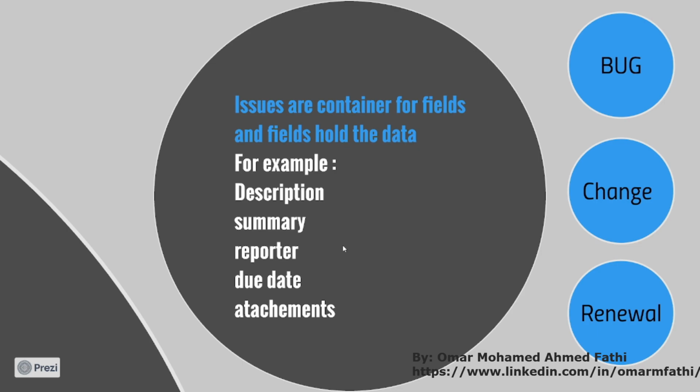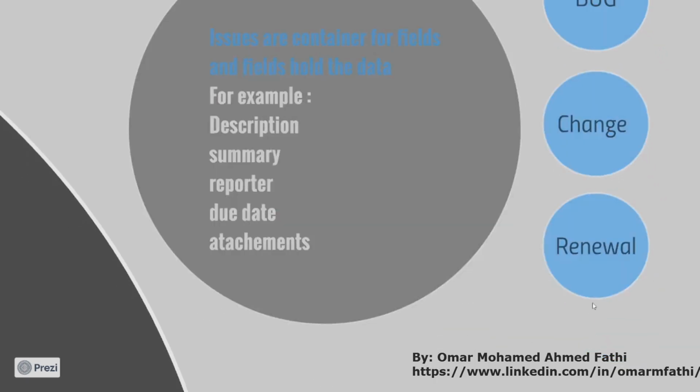The types of issues could differ from one project to another or from one company to another. For example, the issue types could be bugs, change, or renewal. You can customize the issue types according to your departments or your company business requirements. Each issue type should be linked to a workflow, which will be working on it.